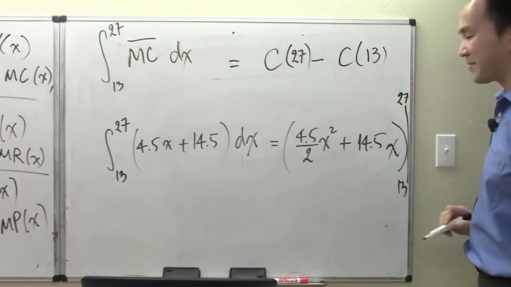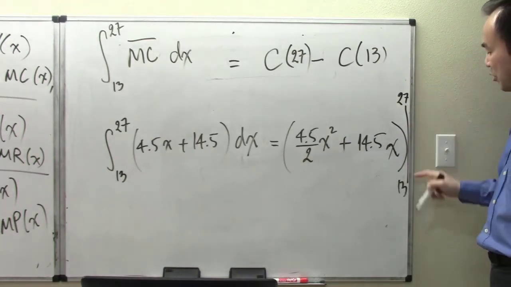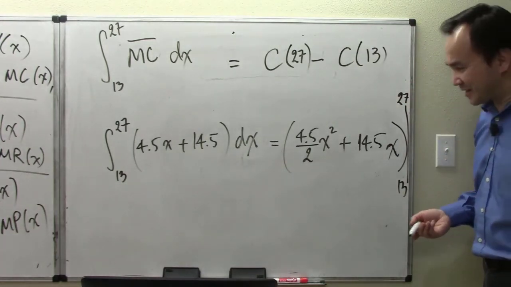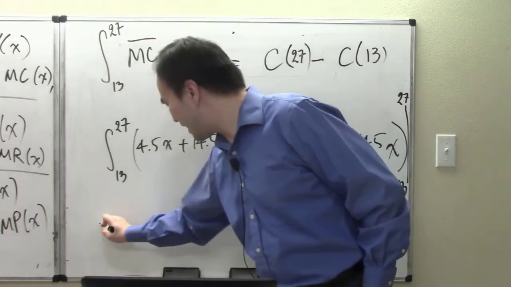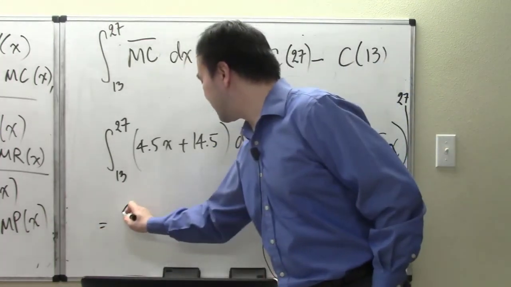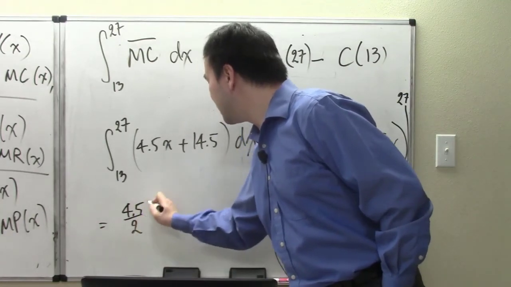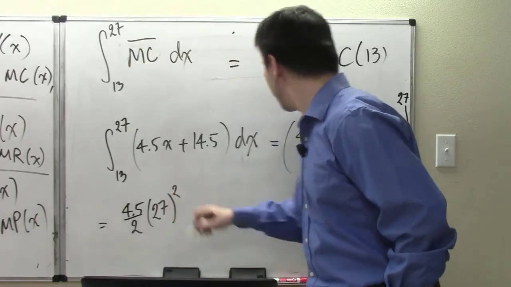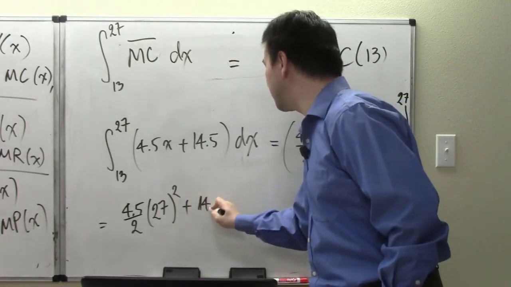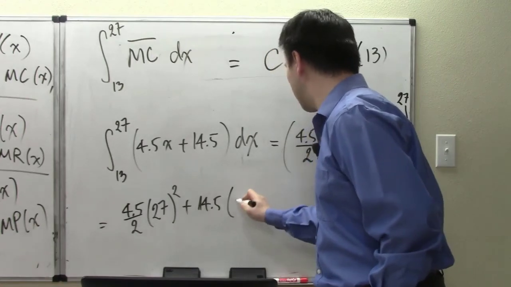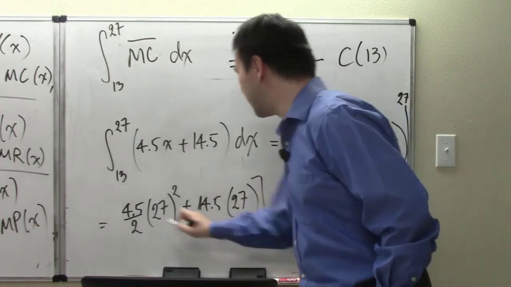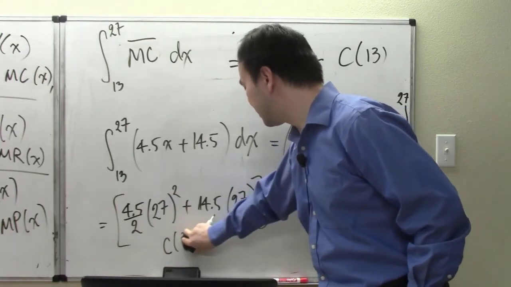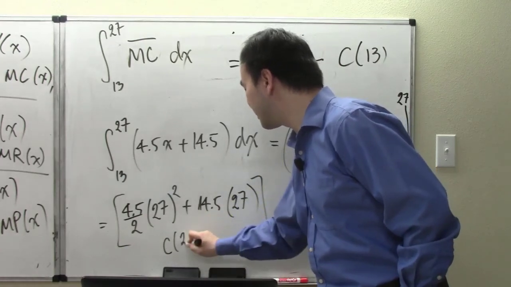Okay, so now the fundamental theorem of calculus says from this found antiderivative, I'm going to need to substitute in 27 and 13. I'm running a little bit out of space here on my board, so I write that in a way that looks a little awkward. Forgive me on that. But now our calculation is ready. So here we're looking at 4.5 over 2 times the x variable substituted with 27, squared, plus 14.5 multiplied by 27 again. And all that, ladies and gentlemen, is C at 27.